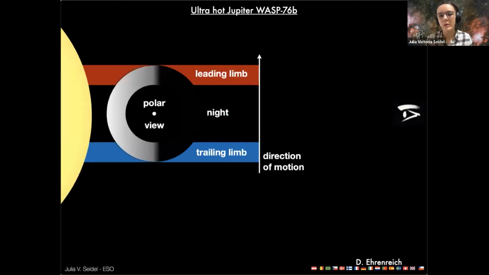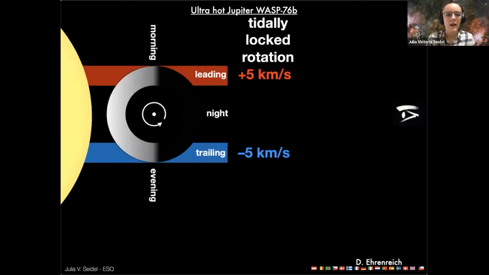And what they say is, okay, if this is what we see: we as the observers are the eye on the right side, we have the star on the left side, and this is what we see in transit. So we just look at it from the top, we have the polar view of the planet. Then we have the leading limb, the part of the atmosphere that moves over the stellar surface first. And then we have the trailing limb with the direction of motion indicated here. And now if we add rotation to it, then we have this morning terminator, the one that's first to enter the transit, and then the evening terminator.